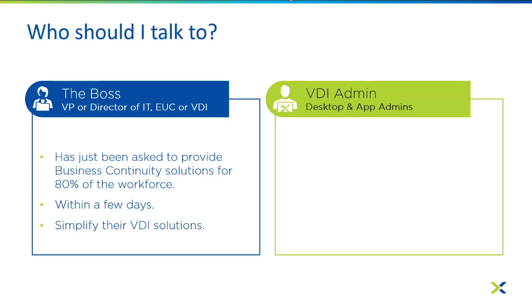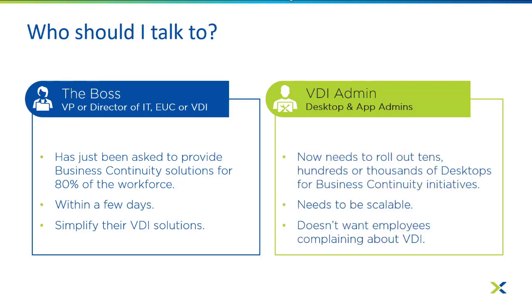Those VPs, those directors, they in turn are talking to their VDI admins. So the desktop administrator, the application administrator, whose responsibility it now is to be able to roll out those tens, those hundreds, those thousands of desktops for these business continuity initiatives. Again, it needs to be scalable. We talked about that previously. So the linear scalability is an important part of the Nutanix architecture. So with the Nutanix on-prem, we can be sure that those solutions are scalable. They also don't want their employees complaining about the VDI solutions or the EUC solutions.